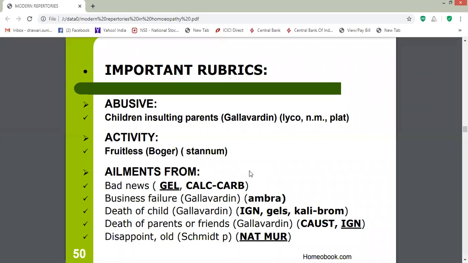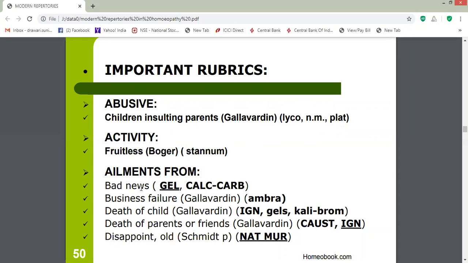In the above rubric, that is abusive, the medicines were given in bold type but in normal typography. So how many marks, in which grade, do these medicines included contain? They contain about 3 marks because they are written in bold letters but normal typography, so they contain the 3 mark.